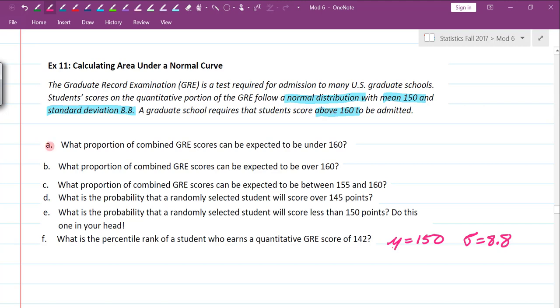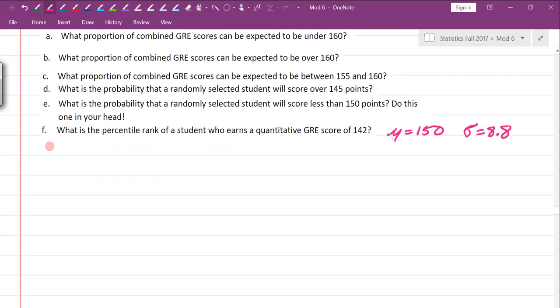So here we are at part A. What proportion of the combined GRE scores can be expected to be under 160? So for part A, we're asking what's the probability that X is less than 160? Really, we just want to rewrite this also as a Z, okay? So let's draw a picture of the question.